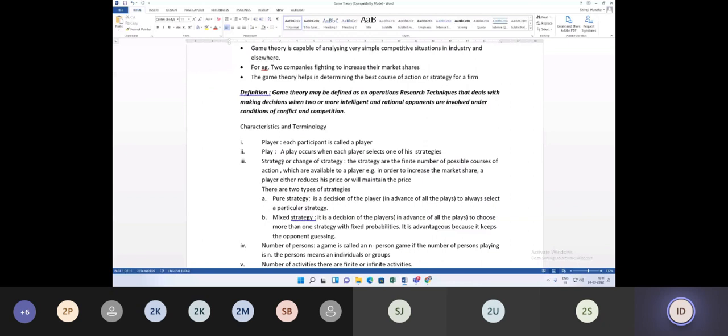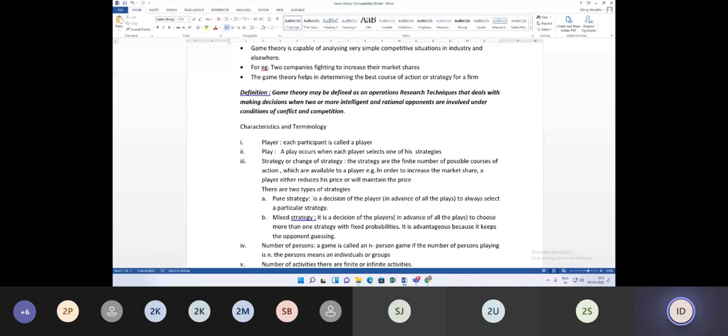Which strategy is to be selected is the pay-off. Strategy, or change of strategy, is what I said: there are multiple strategies. Multiple means it may be a finite number of strategies or an infinite number of strategies. With a finite number of strategies, it is decided: n different strategies. Suppose there are three strategies or four strategies. Out of these three or four strategies, only one strategy is to be adopted while finding the solution.